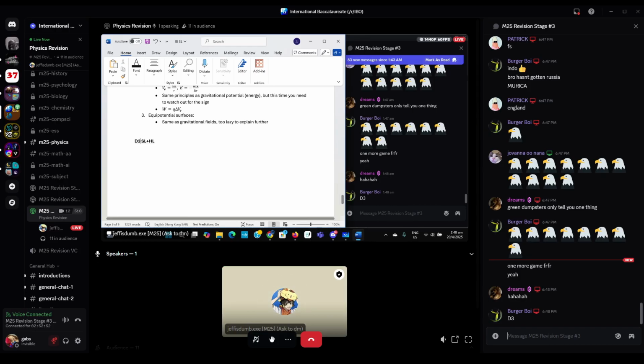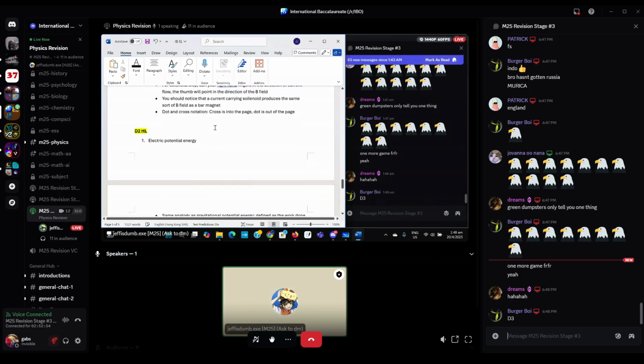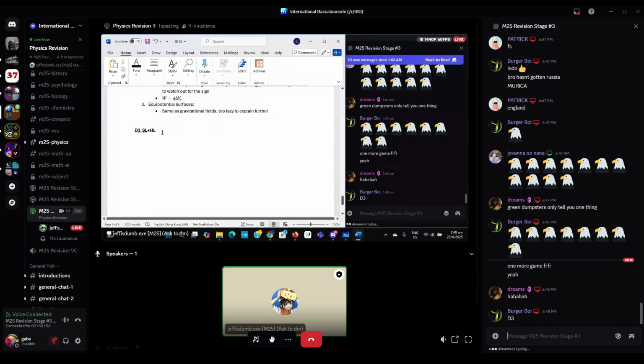D2 basically looks at electrostatics and magnetostatics, right? But D3 looks at electrodynamics, motion in EM fields. So D3 is approximately split into two parts. The first one talks about motion in electric fields, and the second one will talk about motion in magnetic fields.